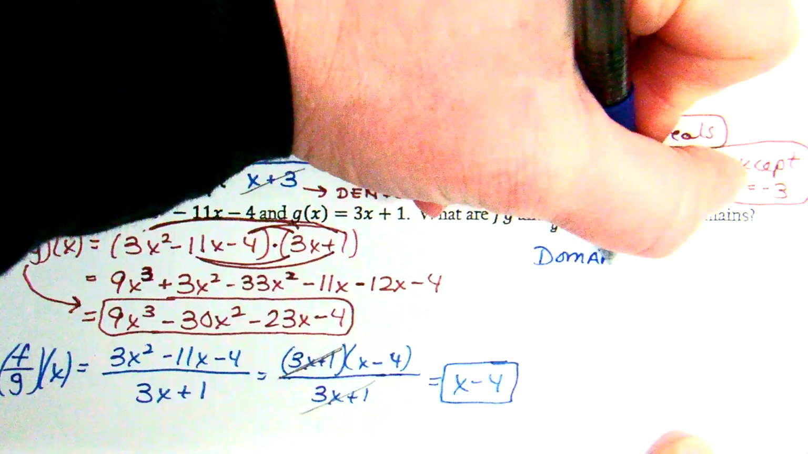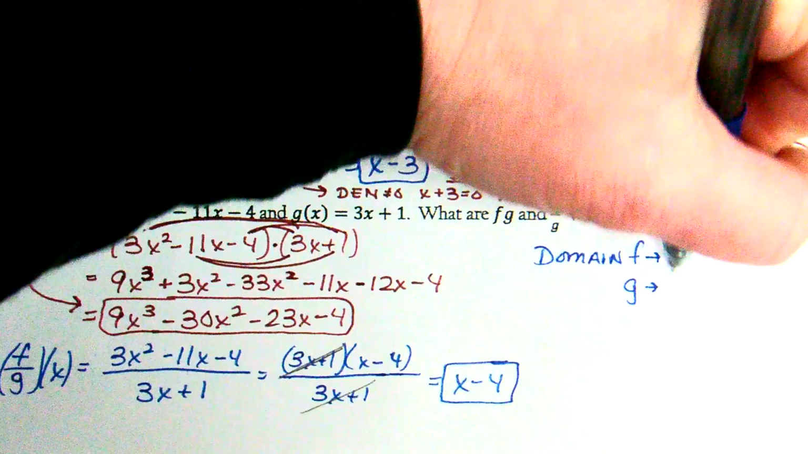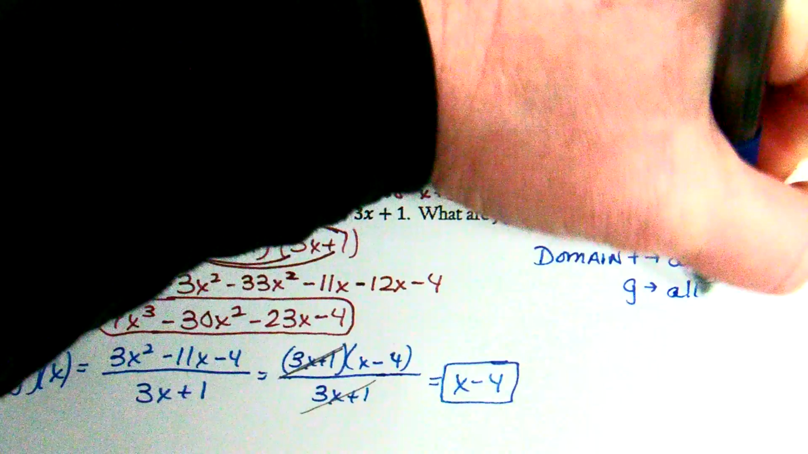What about when we look at f and g individually? Any problems with f? It was 3x squared minus 11x minus 4. No problems with f. Any problems with g? It was 3x plus 1. No. So f and g individually are both all reals.